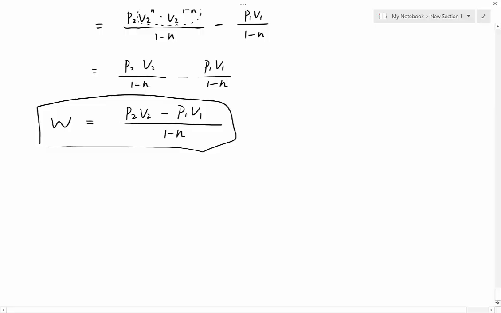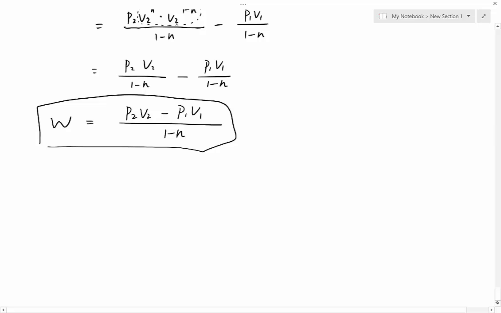The good thing about this method is we can actually find the equation to calculate the value of the work. The downside is we cannot visualize it like we did in the first method, which is the graphic method.